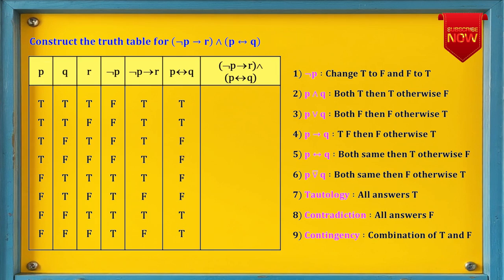And finally these two, we have to connect using AND. And note that AND means both true, then answer true, otherwise false. So in these 2 columns, check whether we have both true. We have both true first, second, and last two. So for that we write the answers true, otherwise false. So all other answers false. So finally we get the answer TT, FF, FF, TF.